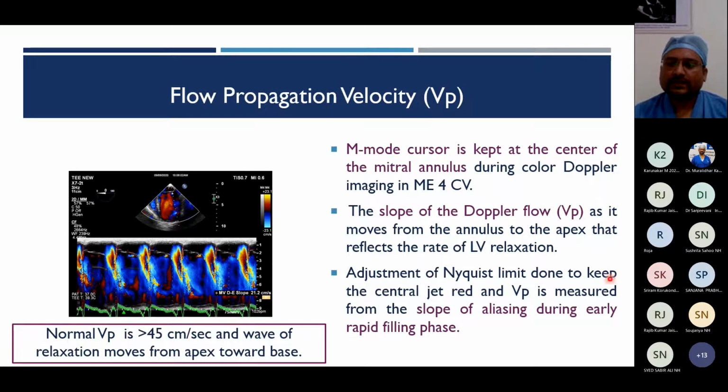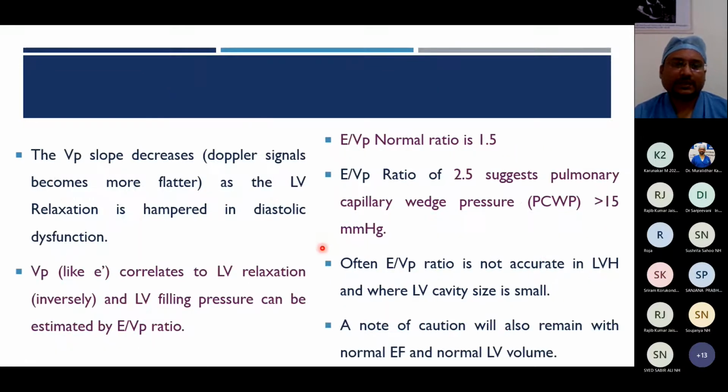We have to adjust the Nyquist limit to get a proper slope of the VP in the red, and then the slope of aliasing during the early rapid filling phase is measured, that is E wave slope is measured. Normal VP is more than 45 centimeters per second, and the wave of relaxation moves from apex towards the base. The VP slope decreases, that means it becomes flatter as the LV relaxation is hampered in the diastolic dysfunction.